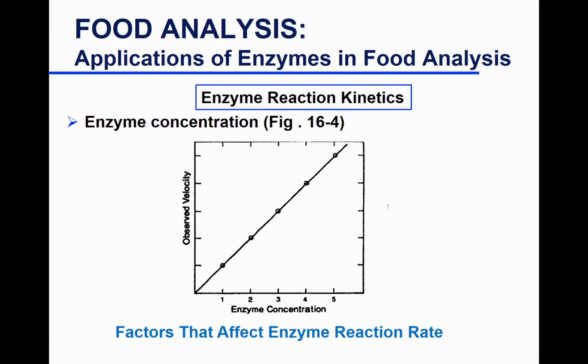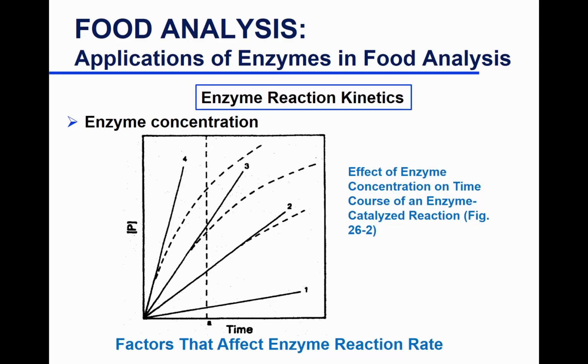Okay. So the impact of enzyme concentration: if we have abundance of substrate, then it is first order with respect to the enzyme. So we see an increase in velocity proportional to an increase in the enzyme concentration. So as the enzyme concentration increases, velocity increases in a linear manner.